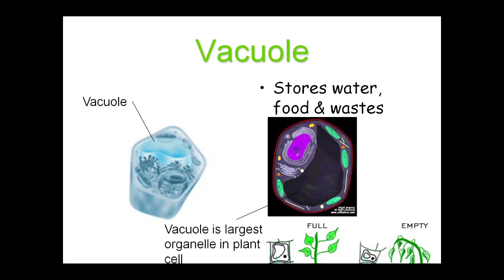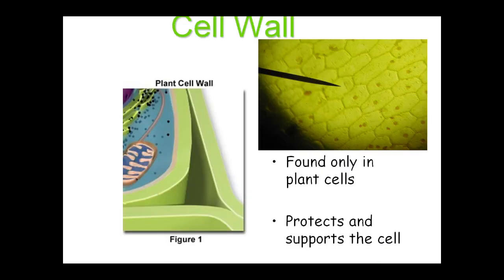Now if we talk about the vacuoles, they act as the storehouse for water, food and waste also. The vacuole is the largest organelle in the plant cell, while in the animal cell the size of the vacuole is much smaller than in the plant cell; it is a smaller structure in the animal cell. A unique and recognizable feature of the plant cell is the cell wall.